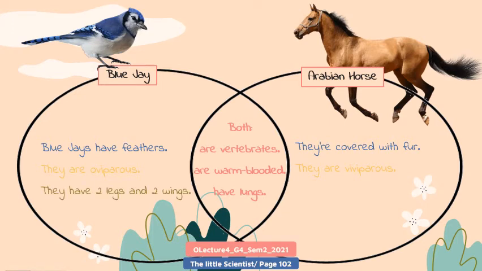Blue jays have 2 legs and 2 wings to move, while Arabian horses use their legs to move. They have 4 legs to move.